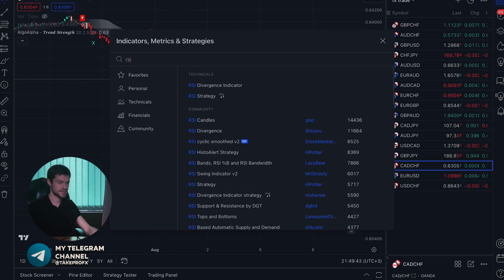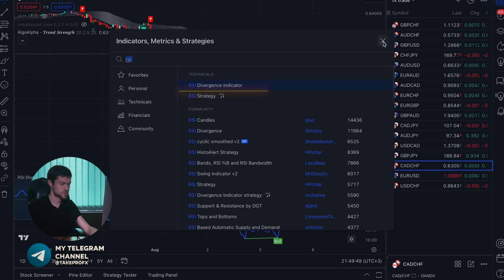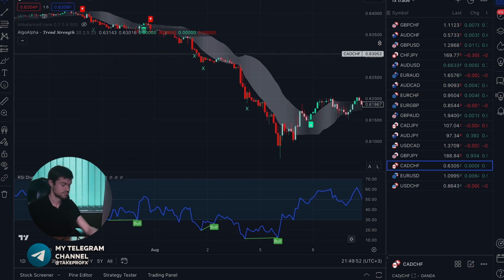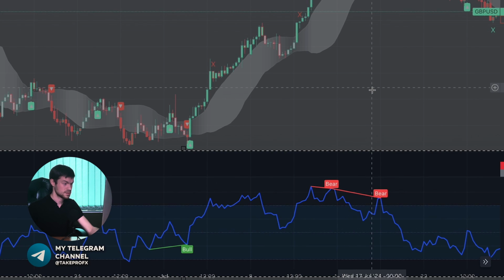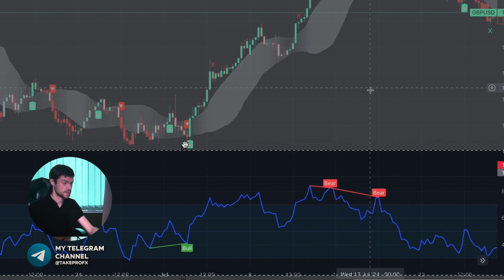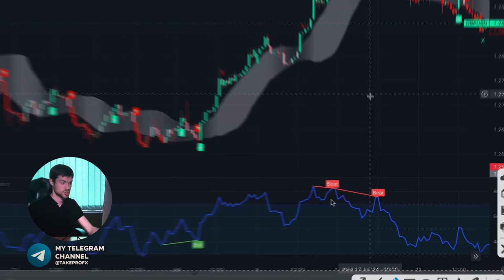Then add the second indicator. It is an RSI indicator with automatic divergence search. It's called the RSI divergence indicator. Just click on it and add it. So let's analyze the strategy with the help of these indicators on the example of this asset. Let's start with the non-standard RSI divergence indicator. This is an ordinary RSI which automatically looks for a divergence between the chart and oscillator.